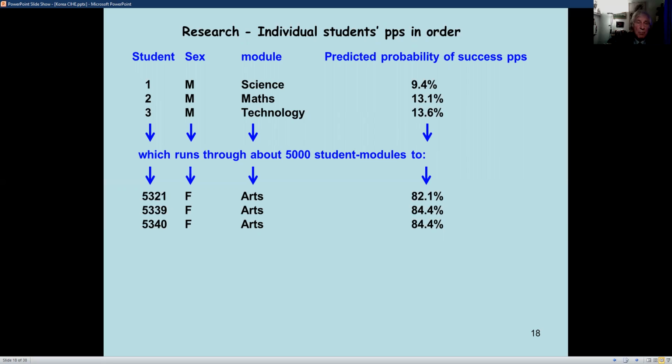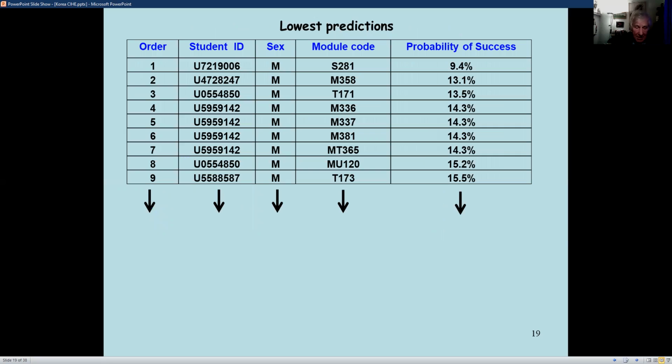Here are the bottom few on the list. You can see that it's all men who are taking maths, science, and technology modules. And the lowest prediction of success probability is only 9.4%.